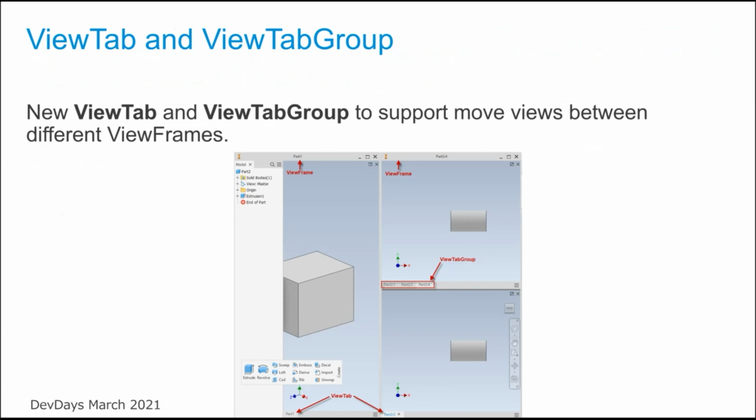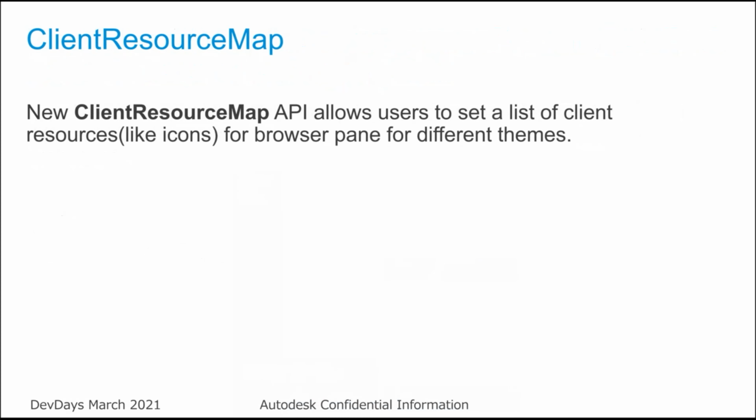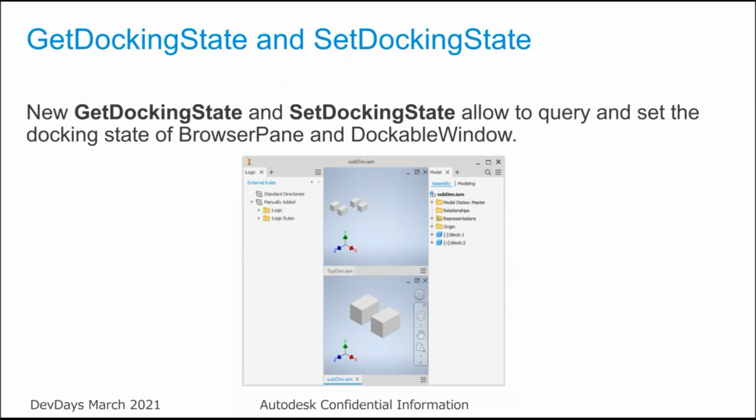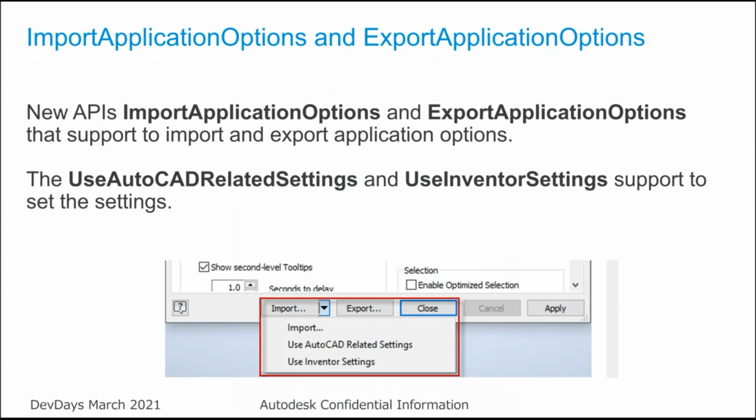The view tab and view tab group support moving the views between the different view frames. The new client resource map API allows the user to set a list of client resources for the browser pane for different themes. These two APIs allow us to query and set the docking state of the browser pane and dockable window.